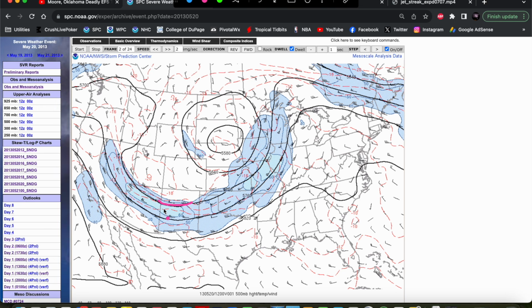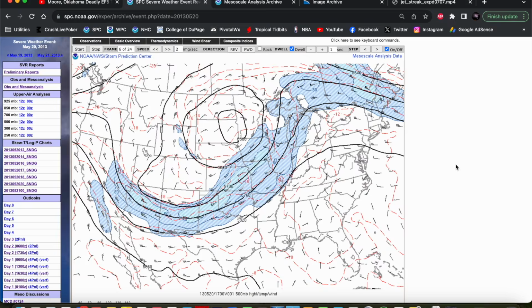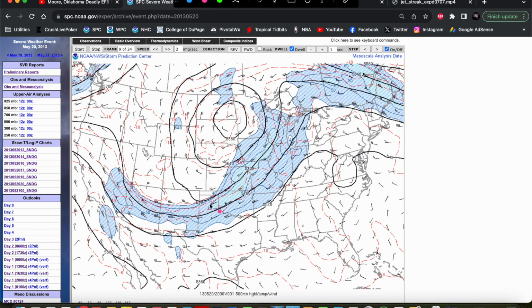You can see the kink there in the height contours across northern New Mexico. This would move into the vicinity of the Texas Panhandle by early to mid-afternoon, helping to initiate storms out ahead of it across central and southern Oklahoma.